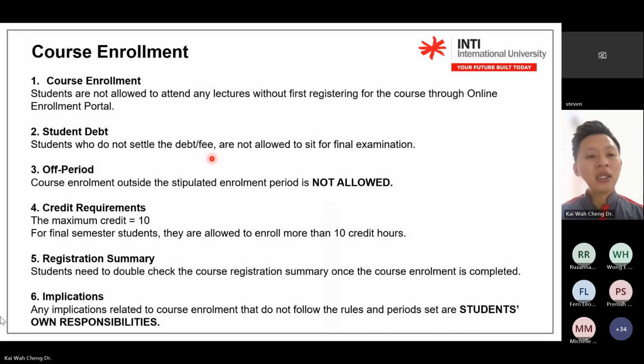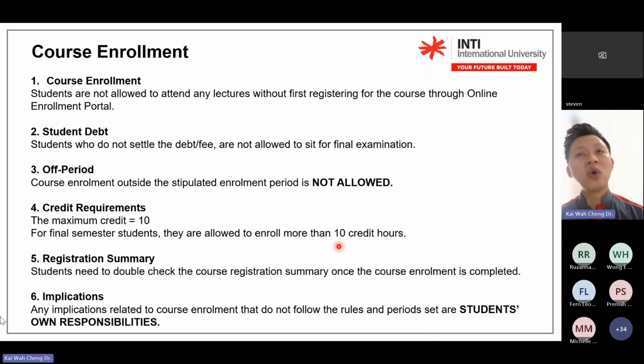Number four, credit requirements: the maximum credit hours in every modular term is 10 credit hours. For final semester students, they are allowed to enroll in more than 10 credit hours. But we don't encourage everyone to drag everything to the very last moment.